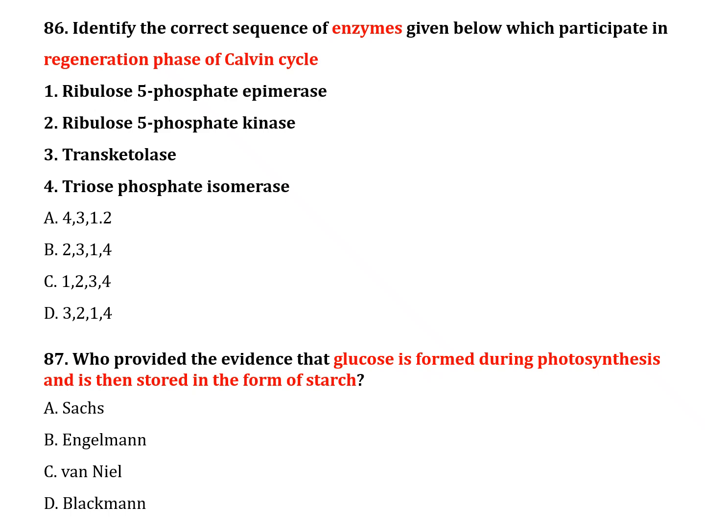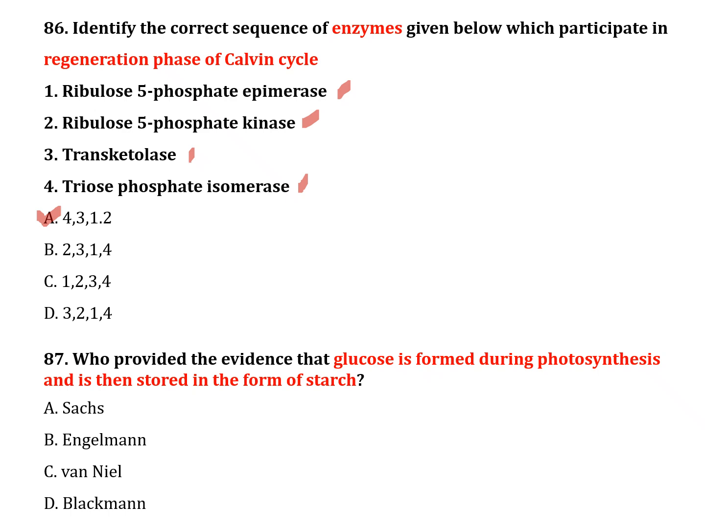The next question, number 86. Identify the correct sequence of enzymes given below which participate in the regeneration phase of the Calvin cycle. 1. Ribulose 5-phosphate epimerase, 2. Ribulose 5-phosphate kinase, 3. Transketolase, 4. Triose phosphate isomerase. Options: option A, 4-3-1-2; option B, 2-3-1-4; option C, 1-2-3-4; option D, 3-2-1-4. The correct answer is option A, 4-3-1-2.